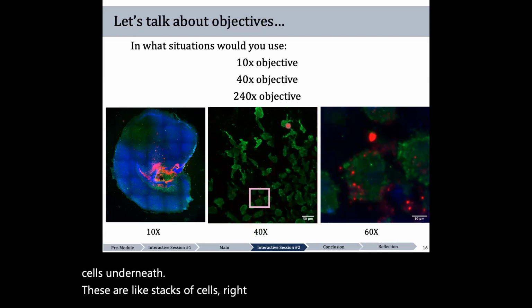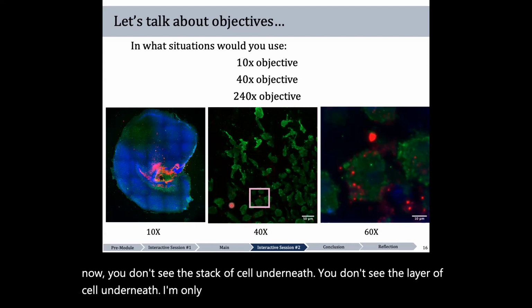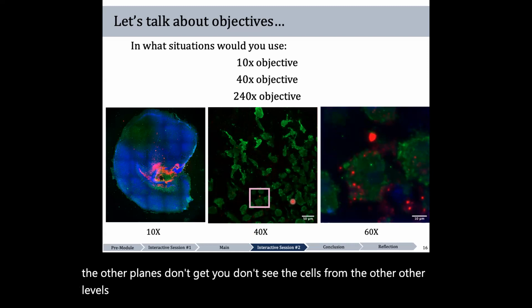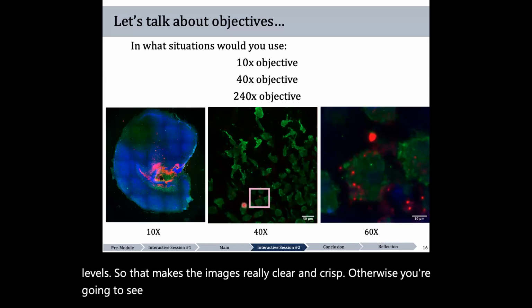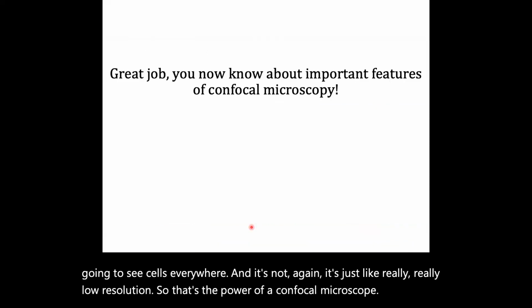But the way that I have it imaged right now, you don't see the layer of cells underneath. I only image the layer of cells of this plane, and you don't see the cells from the other levels. So that makes the images really clear and crisp. Otherwise, you're just going to see cells everywhere, and again, it's really low resolution. So that's the power of a confocal microscope.